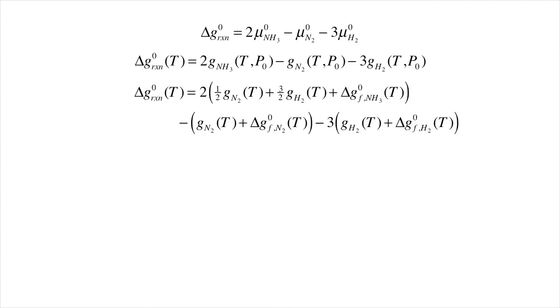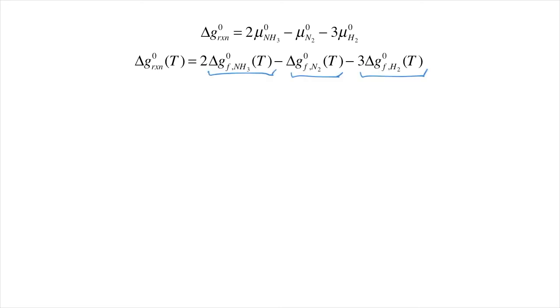Returning to delta G0 of reaction, we can always express G of each species at temperature T as the free energy of the elements comprising that molecule at temperature T, plus delta G0 of formation at that temperature. If we do this for every molecule, the elemental reference state drops out, and we just have a sum over delta G0 of formation for products minus reactants. Since H2 and N2 are elements, their delta G0 of formation at any temperature is 0.